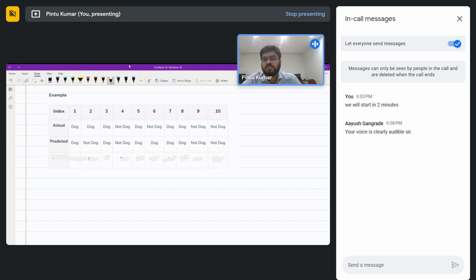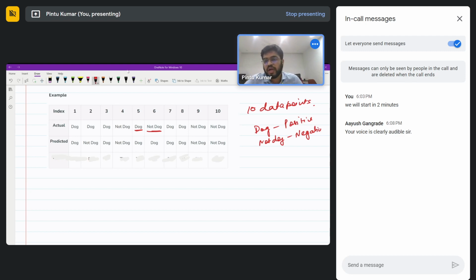Okay. So now, if we look at that kind of data set, we have 10 data points, right? And we have two classes. One is dog, another is not dog. So if being dog is the positive class and being not dog is, let's say, the negative class, then we have to find the confusion matrix for this particular example.